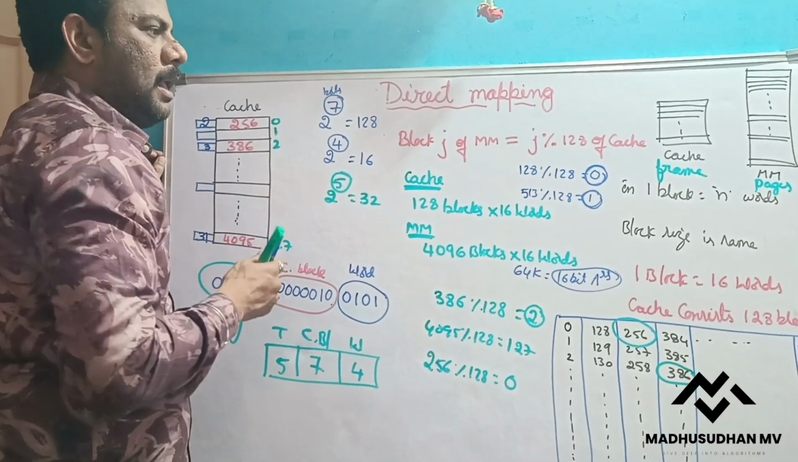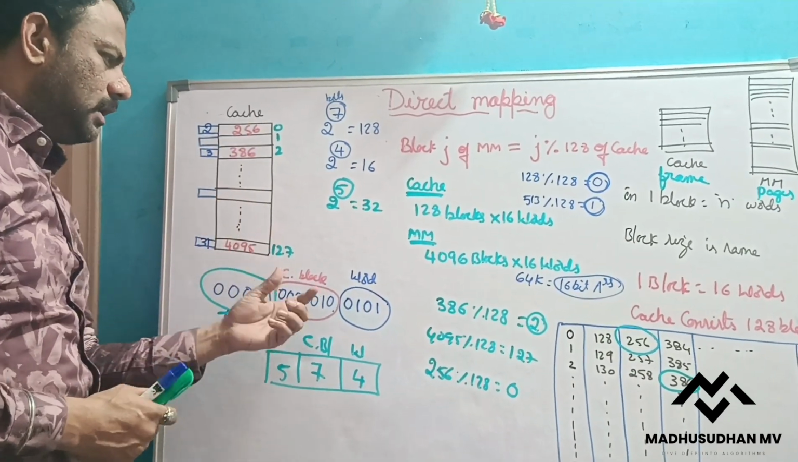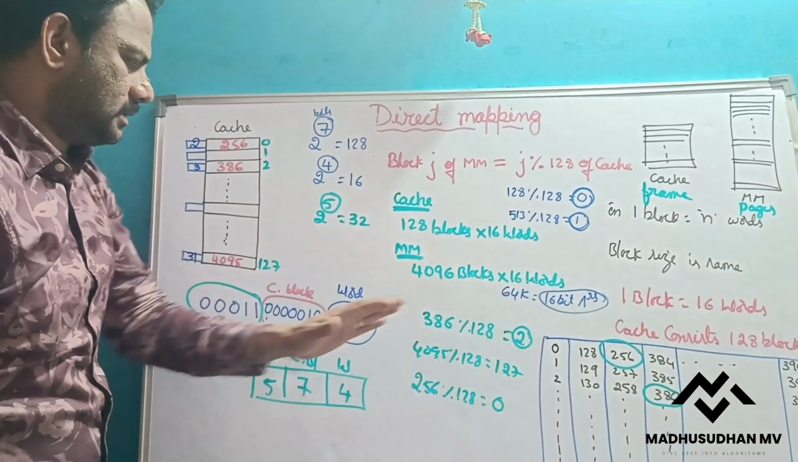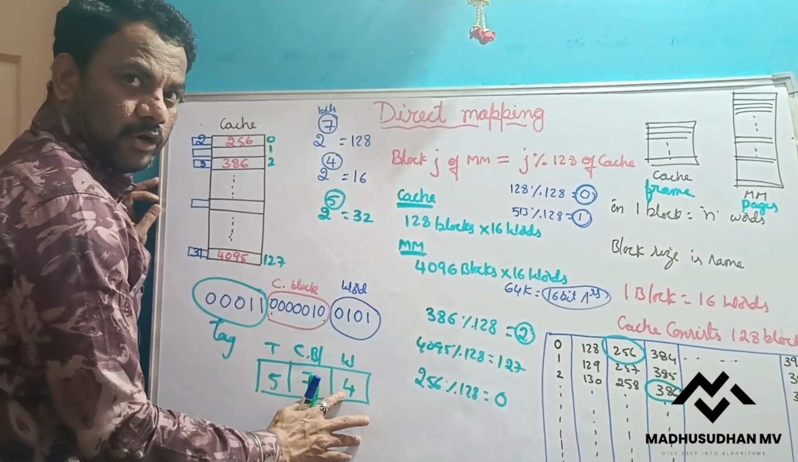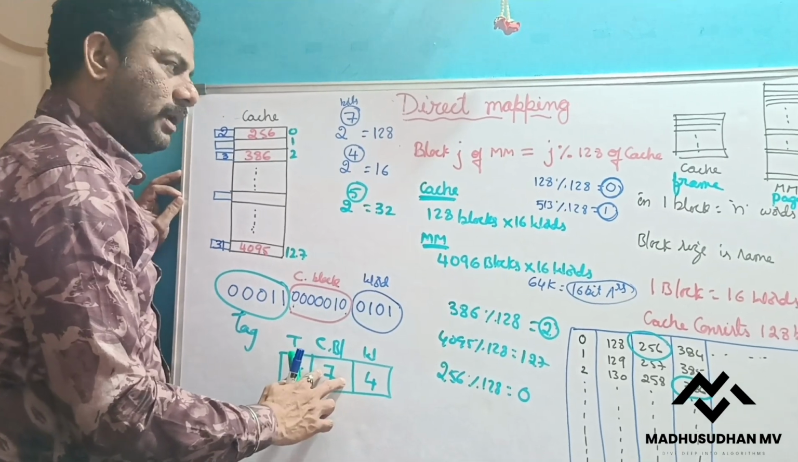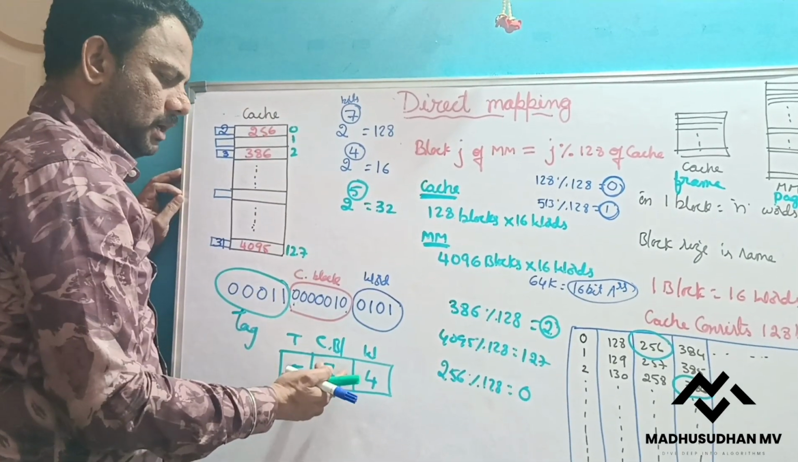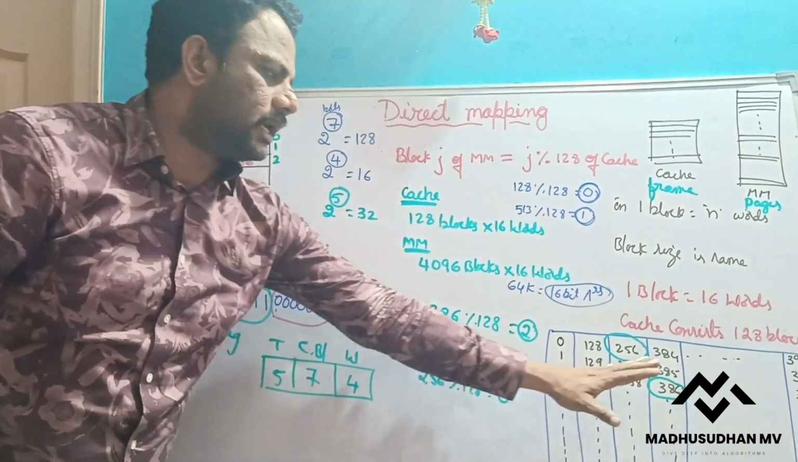Now, in order to identify the cache address, we divide the 16-bit address like this: the least 4 bits identify which word, the next 7 bits identify which cache block number, and the last 5 bits identify the tag. So that is how I explained the tags.